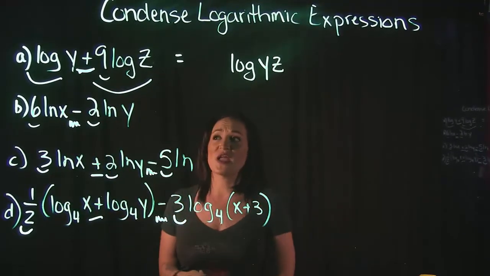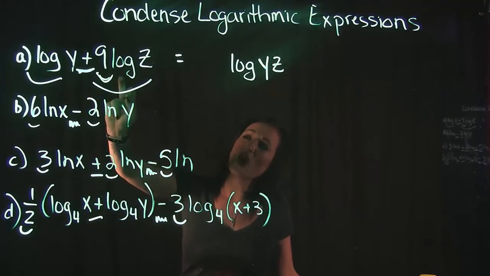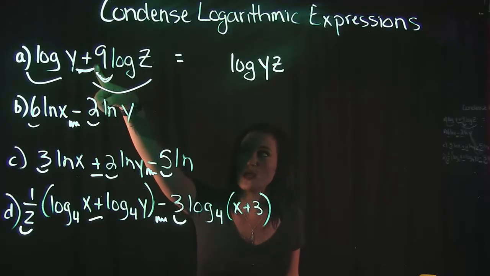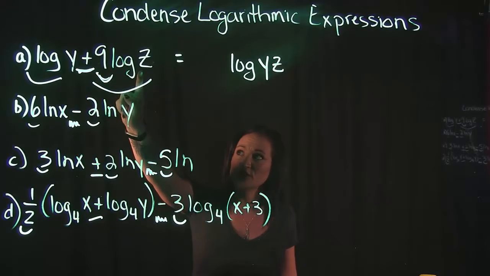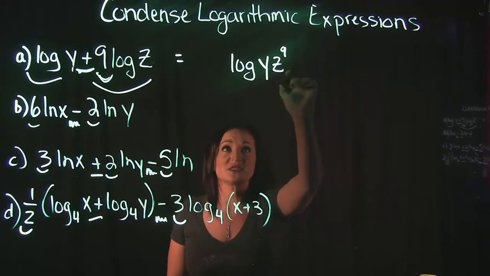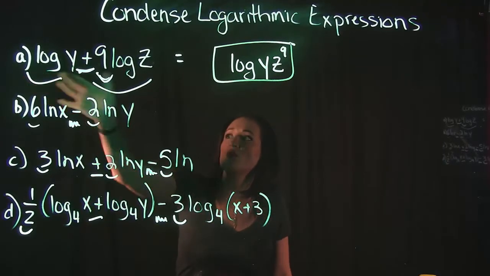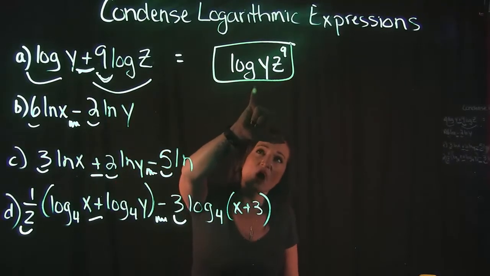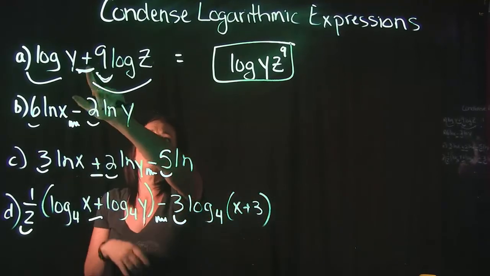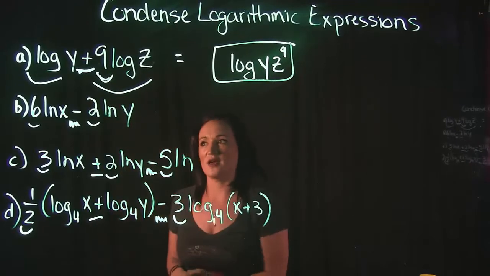The only other thing that I have here is this 9, and the 9 is in front of the log z. A coefficient refers to an exponent. This 9 is the coefficient of the z, so the 9 is going to be the exponent of the z. And that's actually our solution here. So this all over here condenses to log y times z raised to the 9th. Again, times because of the plus sign, and raised to the 9 because of the 9 in front here.